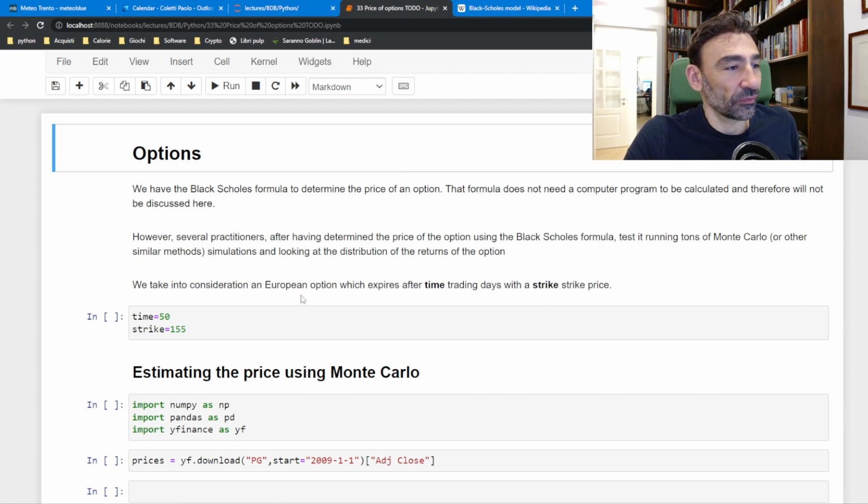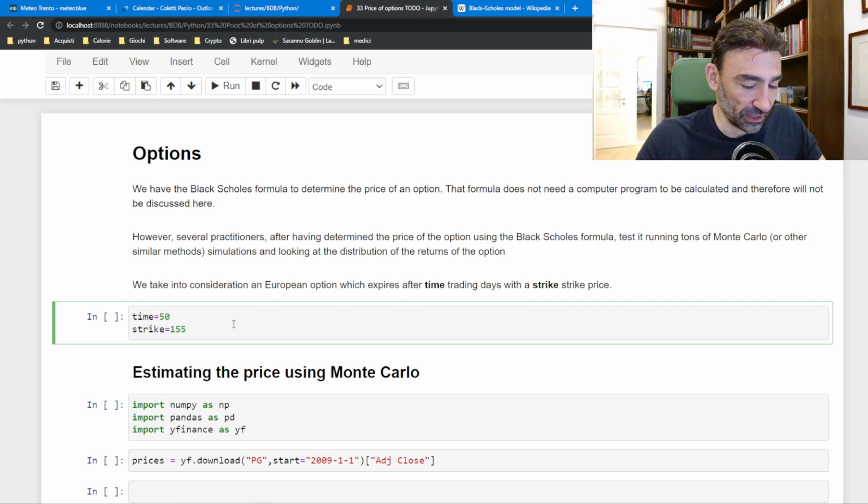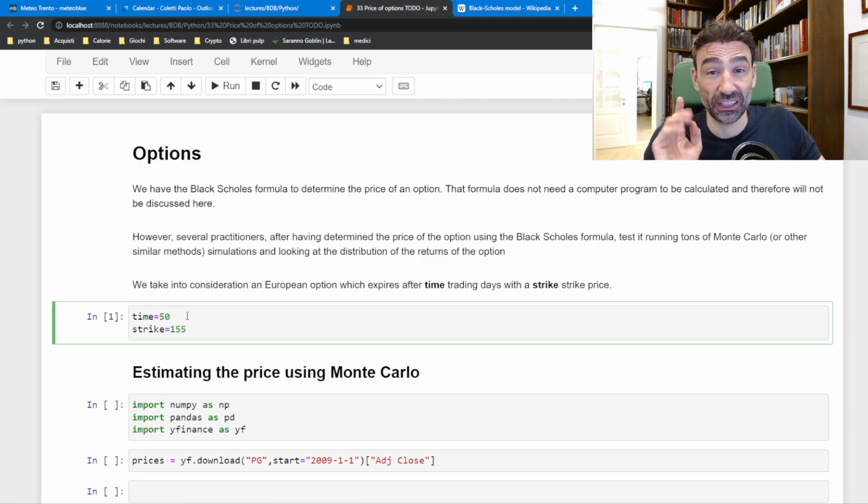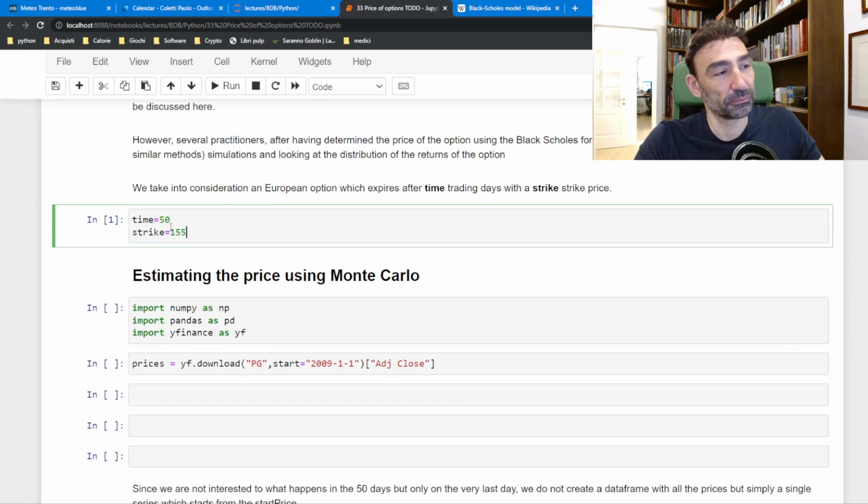So we start here, we set the time. This is the amount of trading days. Pay attention, not the amount of days, the amount of trading days before expiration, so before it can be exercised. This is the strike price. I take, for example, Procter & Gamble. Before setting the strike, let's take 155. So we suppose a call option at 155, which expires in 50 days on Procter & Gamble, so 2 months.